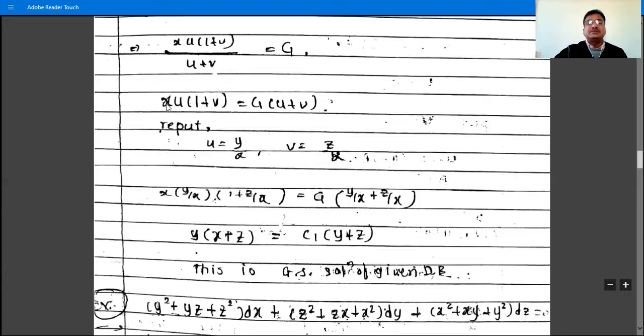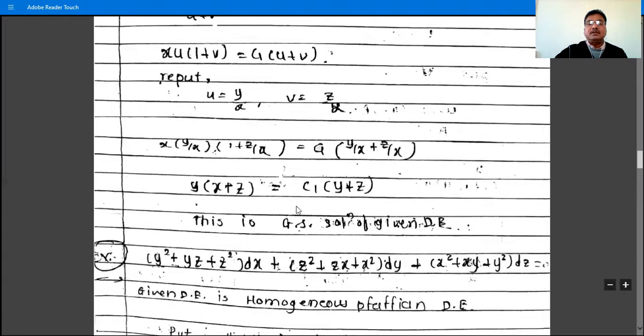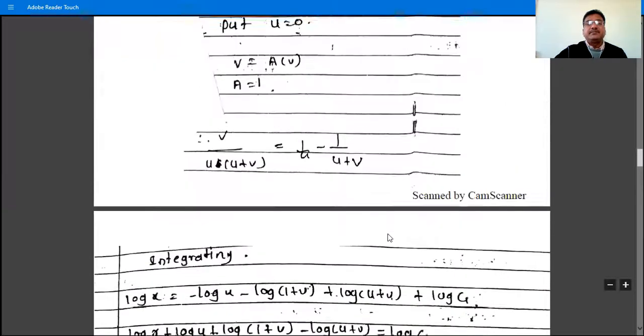So substitute u as y by x and v as z by x. So after simplification, we have this answer. Okay, so this is the general solution of the given differential equation.